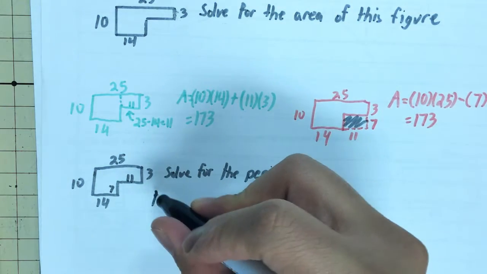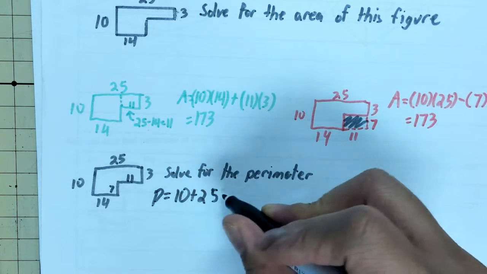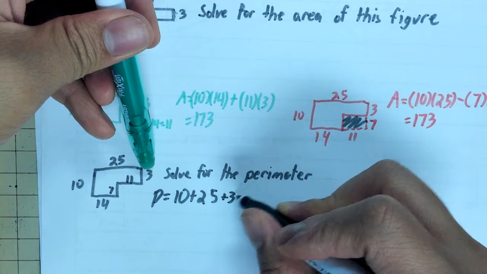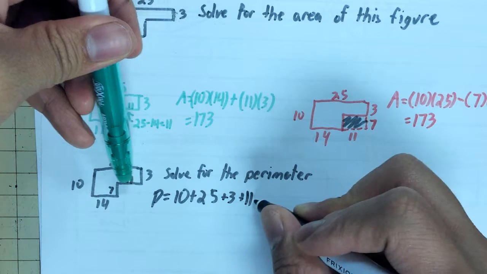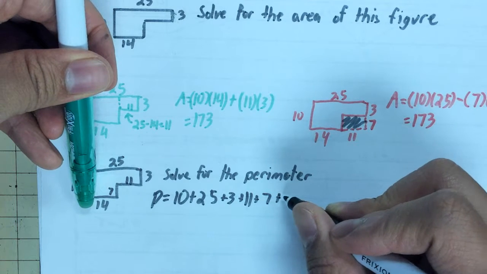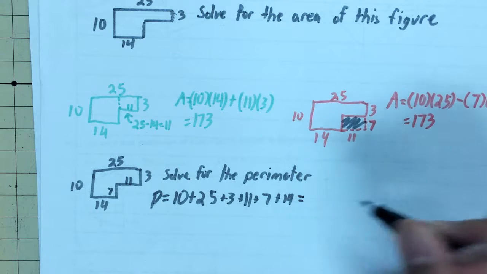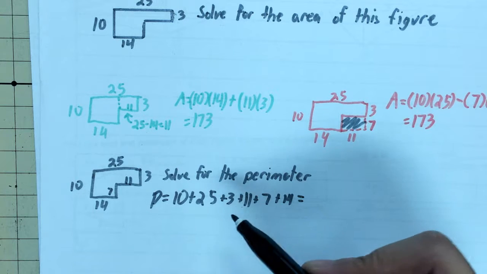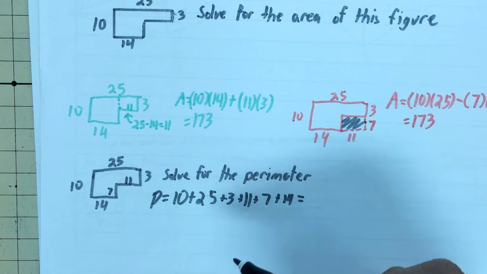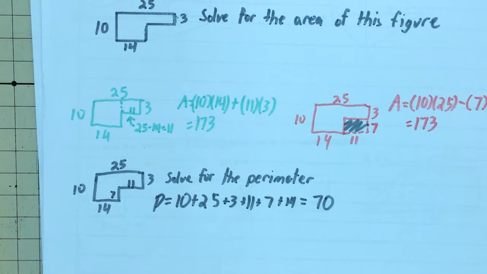So now perimeter is adding up all the sides outside. We have 10 plus 25 plus 3 plus 11 plus 7 plus over here 14. Add that all up together. 1, 2, 3, 4, 5, 6 sides, and we get perimeter equals 70.